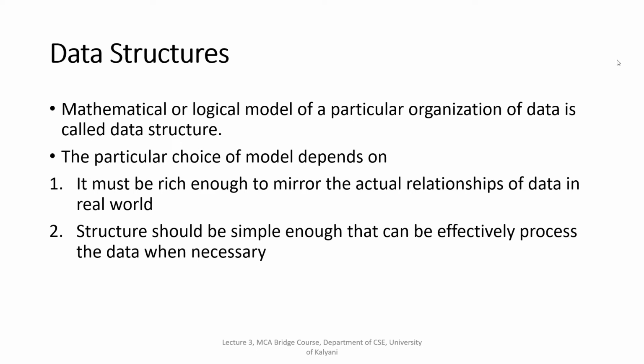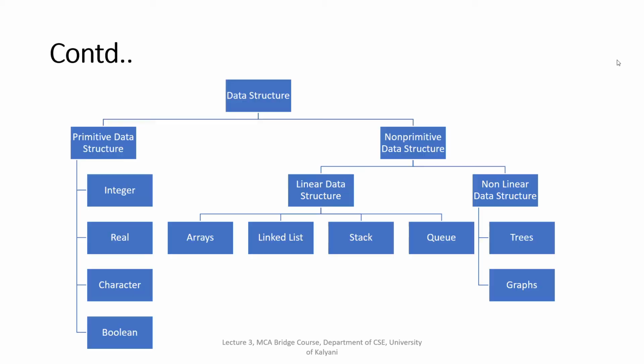So in different ways we can model the data depending on the relationship of the data, and the different structures that already exist in the data. We can explore other or more different types of structure within the data. So this is a classification of data structure. It is broadly classified as primitive data structure and non-primitive data structure. Within primitive data structure, we have integer, real, character, and boolean.